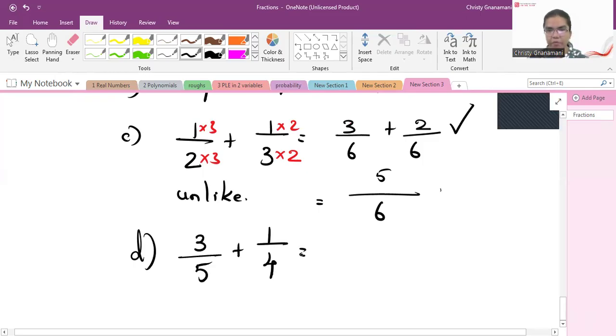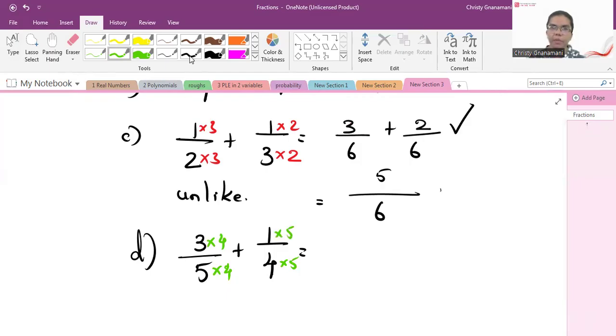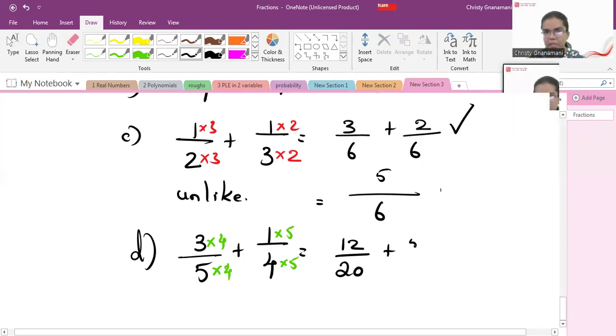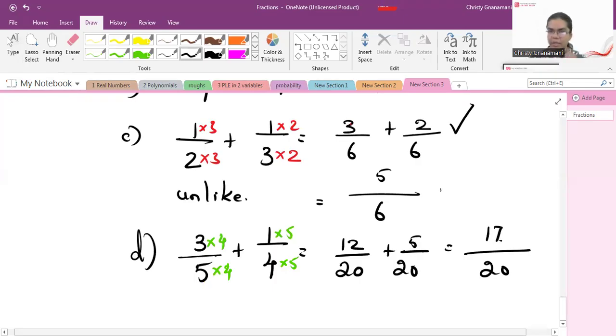3/5 plus 1/4. So what is the LCM of 5 and 4? The LCM of 5 and 4 is 20. So what do you do? 5 should be multiplied by 4. So 3 should also be multiplied by 4. 4 multiplied by 5. So 1 should also be multiplied by 5. So what do you get? 12 over 20 plus 5 over 20. So then adding, you get 17 over 20. This is how you add fractions, both like fractions and unlike fractions.